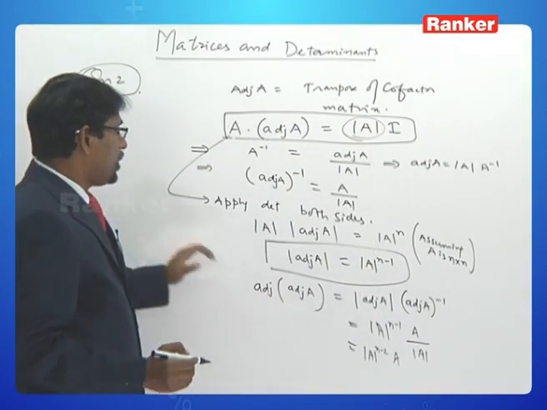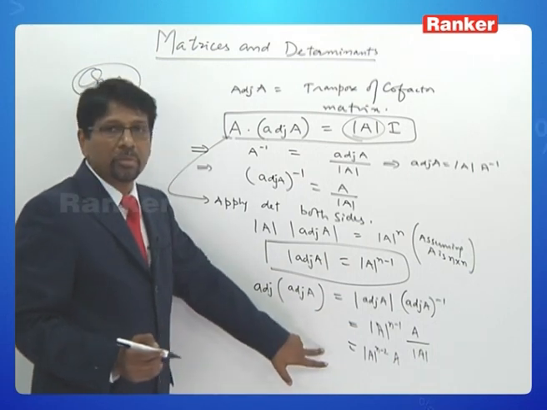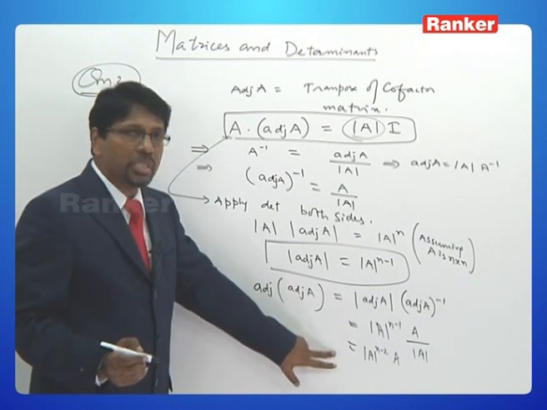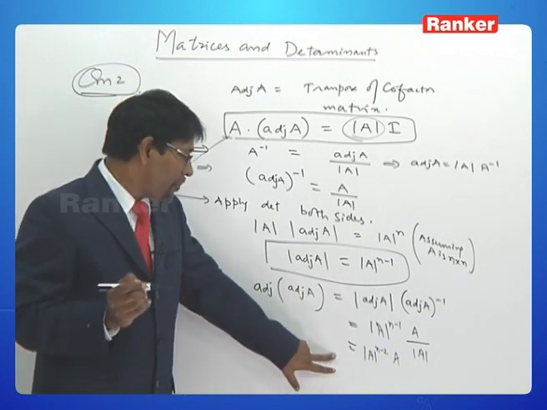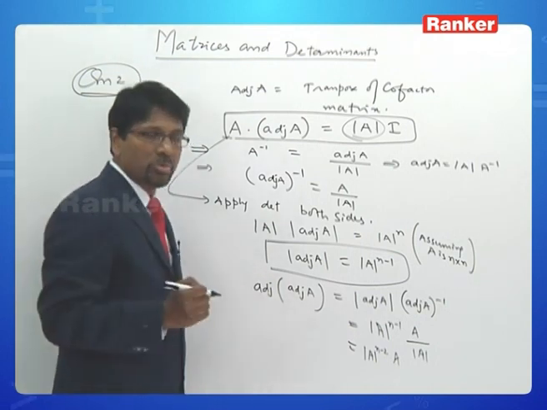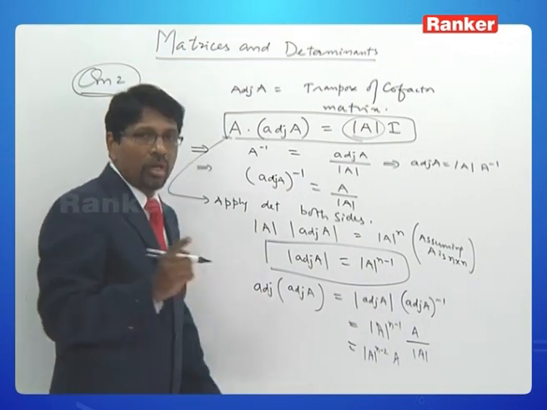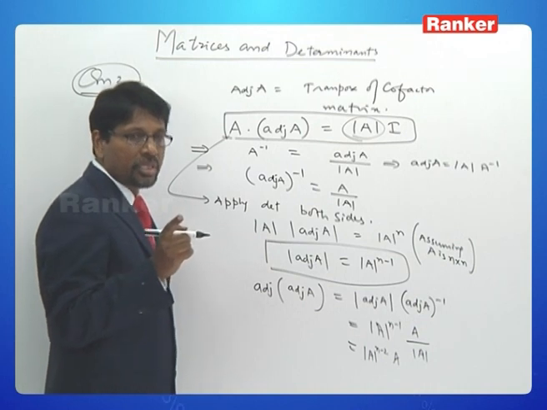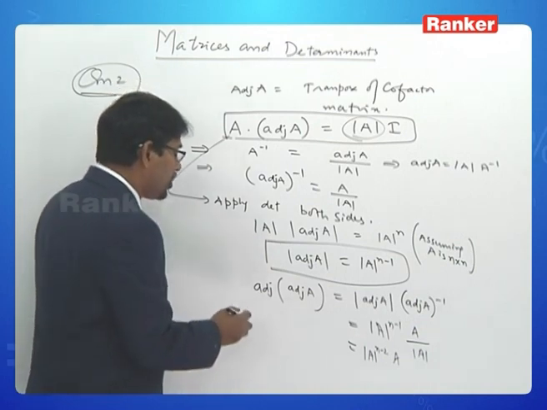Now this is a generalized result that you can bear in mind. So adjoint of A is equal to det A to the power n minus 2 into A. This is an important result that should be borne in mind. Now in our problem n is equal to 3. A is a 3 by 3 matrix. So n has to be 3.